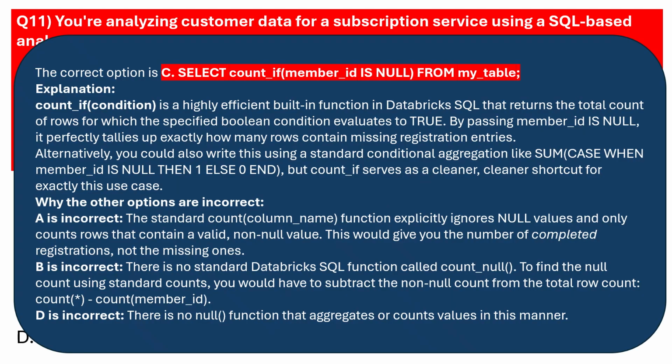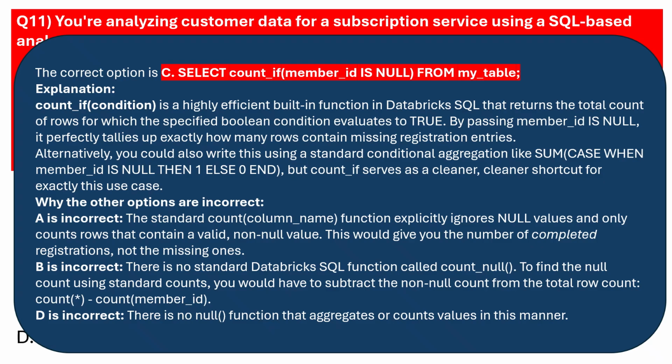The correct option is C. Select count_if member_ID is null from my_table. Explanation: count_if condition is a highly efficient built-in function in Databricks SQL that returns a total count of rows for which the specified Boolean condition evaluates to true. By passing member_ID is null, it perfectly tallies up exactly how many rows contain missing registration entries.